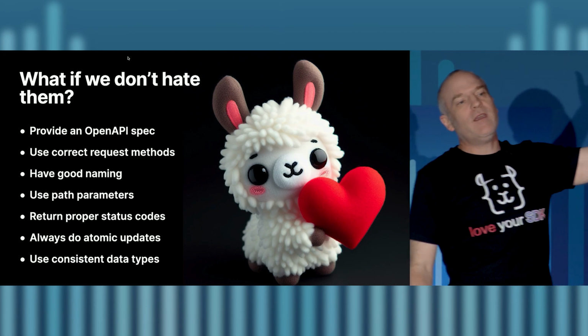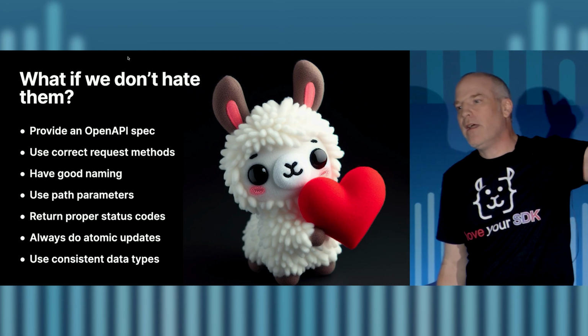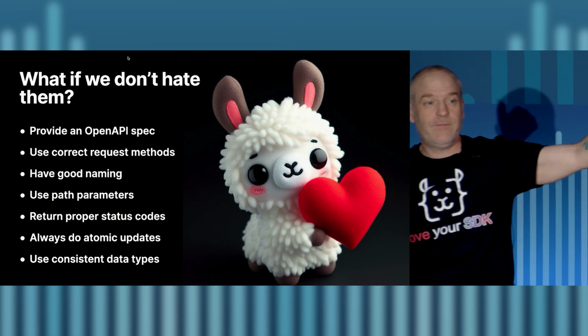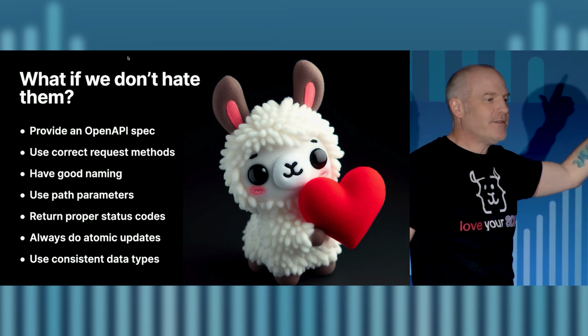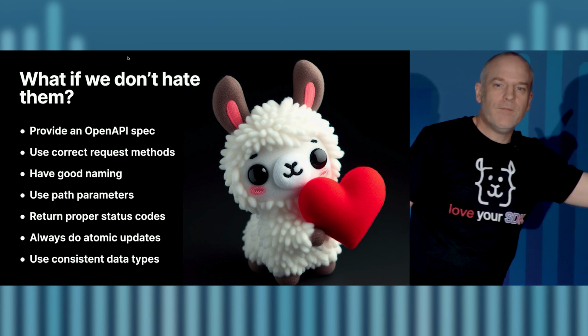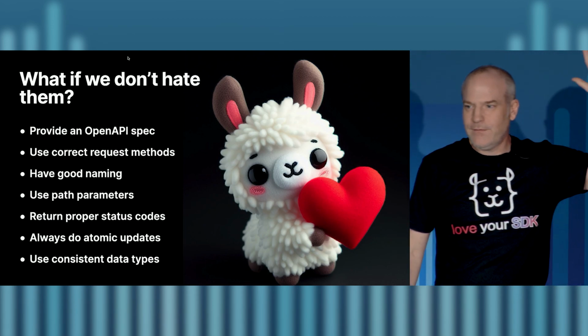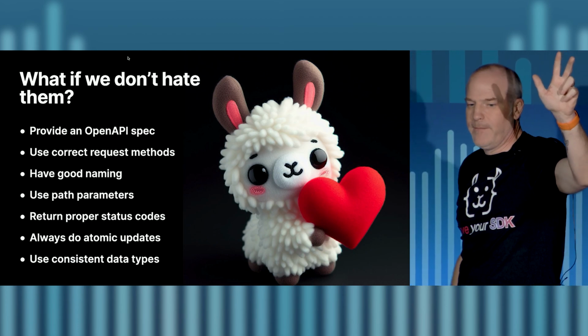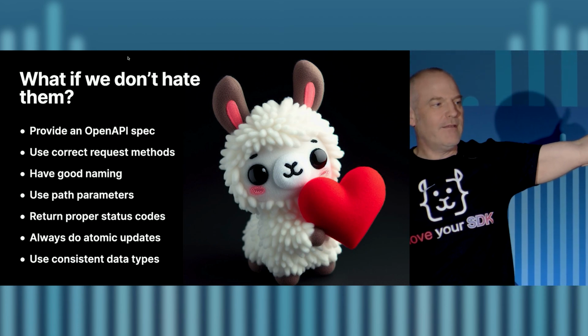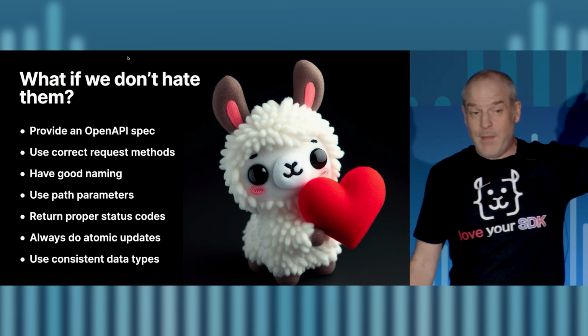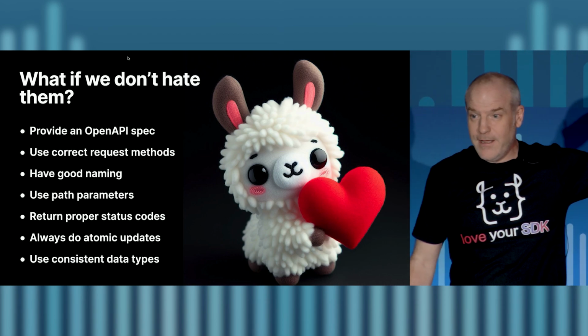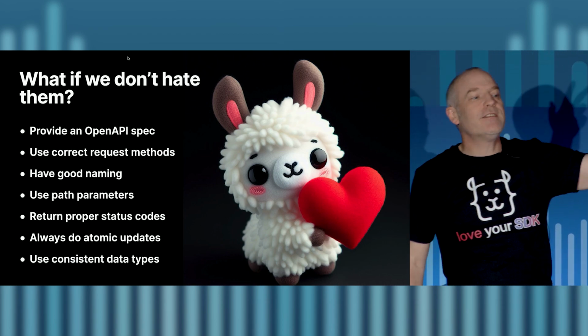We should provide an OpenAPI spec. We should document the API with a standard specification that people use. We should use the correct request methods. Use them for what they are for. PUT for updating, PATCH for updating certain fields, things like that. We should make sure we use those request methods properly. We should have good naming. Sensible names, not badly spelled. Make sure they're spelled right. Well named, and then use things like path parameters and query parameters with that good naming and with those request methods, so we have a nice, friendly API for us to use.